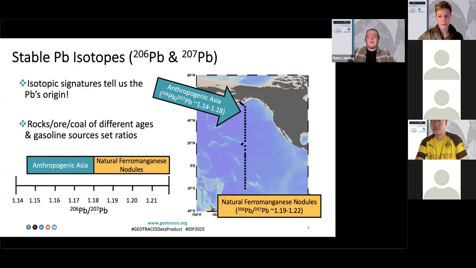Now, there are two classifications of lead that we want to talk about: anthropogenic lead and natural lead. The anthropogenic lead that we were concerned about for the purpose of GP15 was anthropogenic lead coming from Asia and impacting the North Pacific. The lead 206 to 207 ratio for this anthropogenic Asian lead is about 1.14 to 1.18. There is a bit of overlap between anthropogenic and natural lead, with natural ferromanganese lead being about 1.19 to 1.22. Again, there is overlap, but for the purpose of this talk, we can think of anthropogenic lead as having a lower 206 to 207 value and natural lead having a higher lead 206 to 207 ratio.